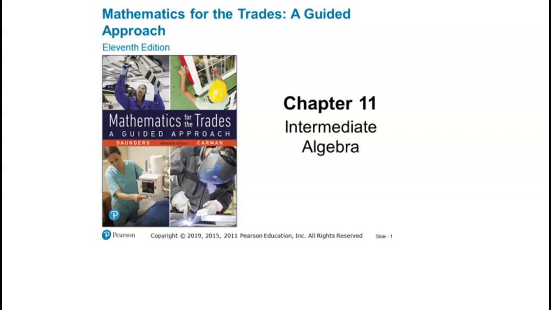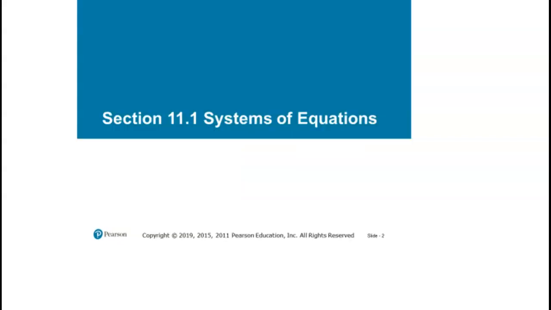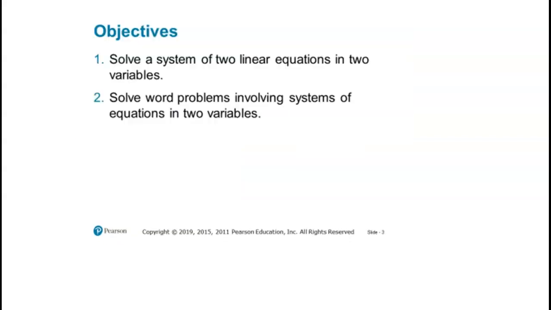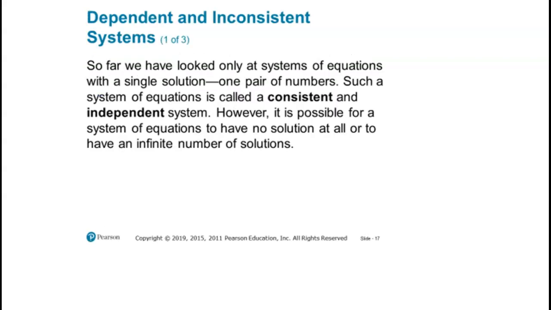This video will continue looking at Chapter 11, and we are looking at systems of equations in this chapter, and we're specifically going to look at dependent and inconsistent systems. So far we have looked at systems of equations that have ended up with an x and a y, and so a single solution. These are called consistent and independent systems.